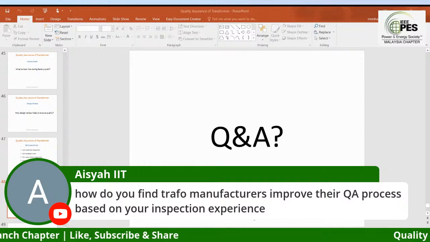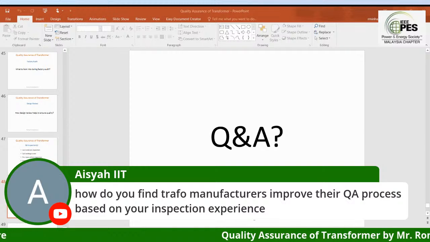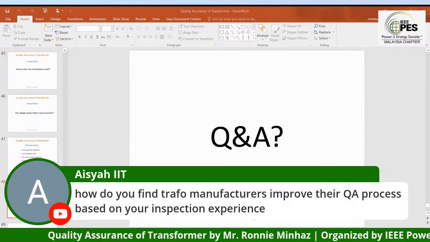But whether that manufacturer improves the QA process or not, it actually depends on who they are. It's hard to say. Next question.